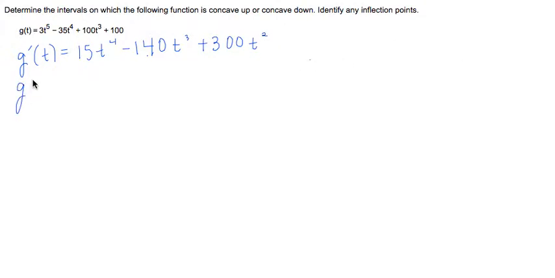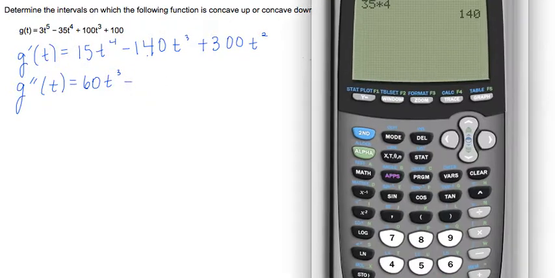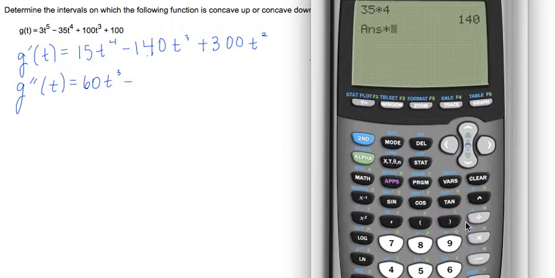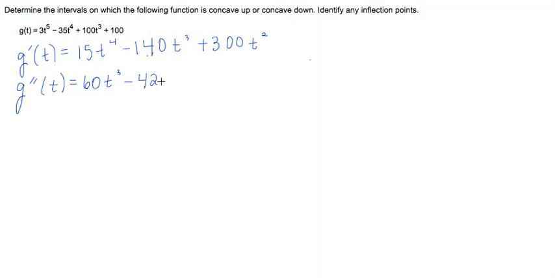So now g double prime, we're going to take the derivative of that one. 15 times 4 is 60 t cubed minus, let's see, 140 times 3. It's 420 t squared plus 600 t to the first.